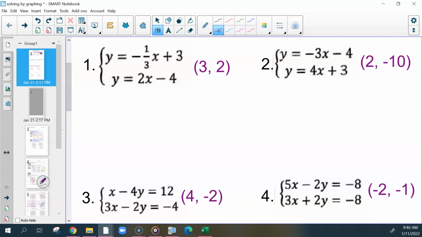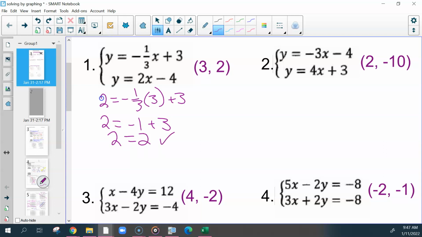So let's do this. For this first one, our y is 2, our x is 3, so negative 1/3 times 3 plus 3. We could simplify this and see, do both sides equal? So this would be 2 equals negative 1/3 times 3 gives us negative 1. Negative 1 plus 3 is 2. 2 equals 2, so this is a true statement. But just because it works for one doesn't mean it's a solution to the entire thing. We still have to check the other one.